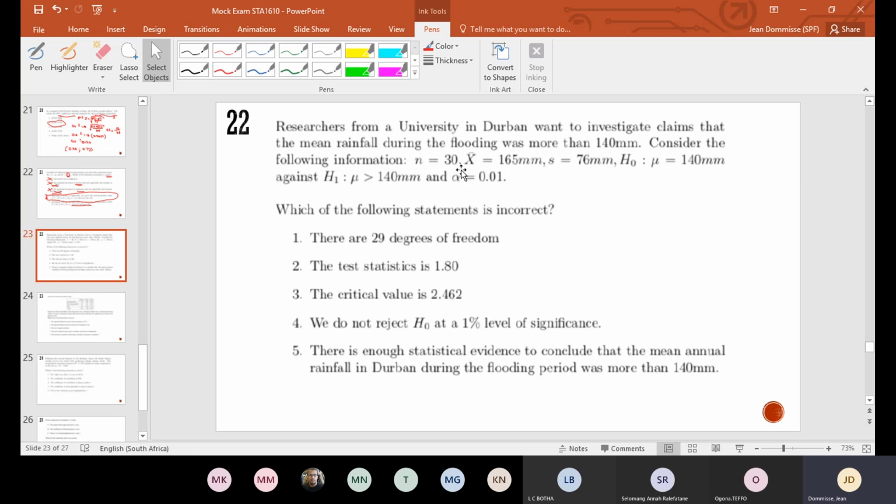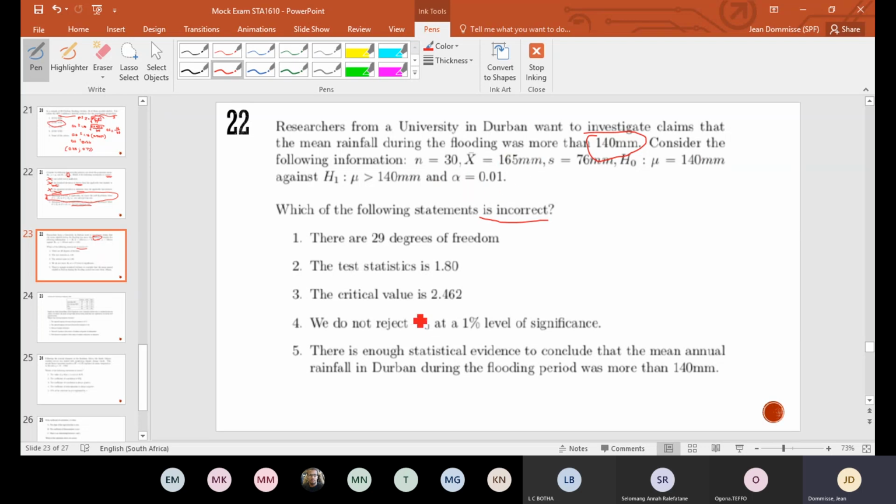And we need to look for the incorrect one. Researchers from a university in Durban went to investigate claims that the mean rainfall during the flooding was more than 140 millimeters. Consider the following information. N is 30, X-bar is 165, standard deviation is 76. The null hypothesis says the mean is going to be 140, the alternative says it's going to be bigger than 140, and alpha is 0.01.